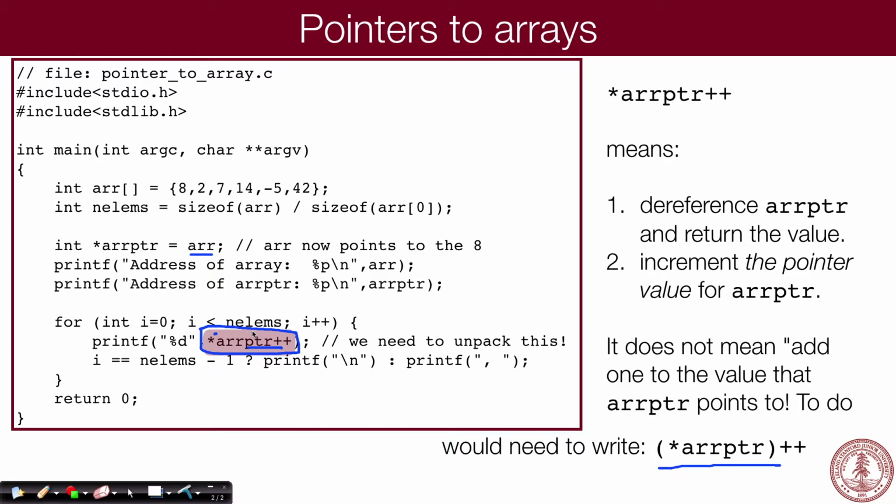If you were to make the order of operations explicit, how would you write it? Like this, right? That's how you would do it. If I wanted to increment the actual value that I got from the pointer without incrementing the pointer, I'd have to put parentheses around it like that.